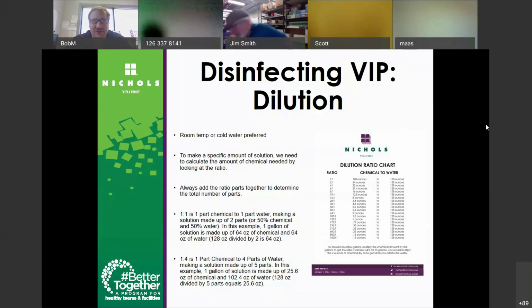Now, fortunately, most of your staff or most of your buildings have some form of dilution control system in them that's mixing this product for you. But what we're seeing now, where people were buying disinfectants, they were grabbing whatever they could get, and a lot of folks had to go back to try to figure out how to mix this stuff.